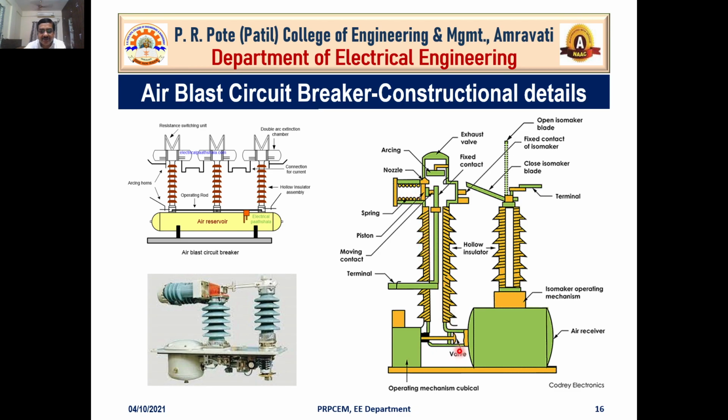whenever these two contacts start operating, with the help of this valve, we are allowing the air to blast on this particular arc, and after blasting on the arc, with that arrangement we allow that air to go out to the atmosphere. Or some other arrangements are there, like nozzles are also there, and there is an exhaust valve. If there is high pressure air, then the exhaust valve is also operating, through which we are able to reduce the pressure of that particular air.